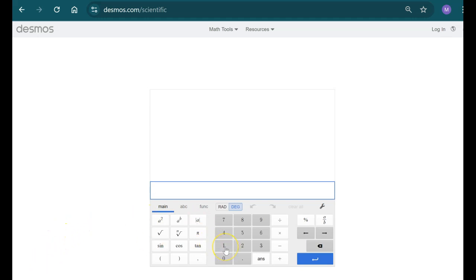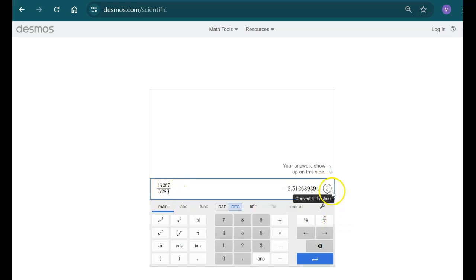Okay, so if memory serves me, it was 13267, and then we want to divide by 5,280. And I like that it does this pretty print, so you can see if you've set your fractions up correctly. You can also hit this fraction bar here to make things a fraction, but just the division symbol will give you that fraction, or even this A over B.